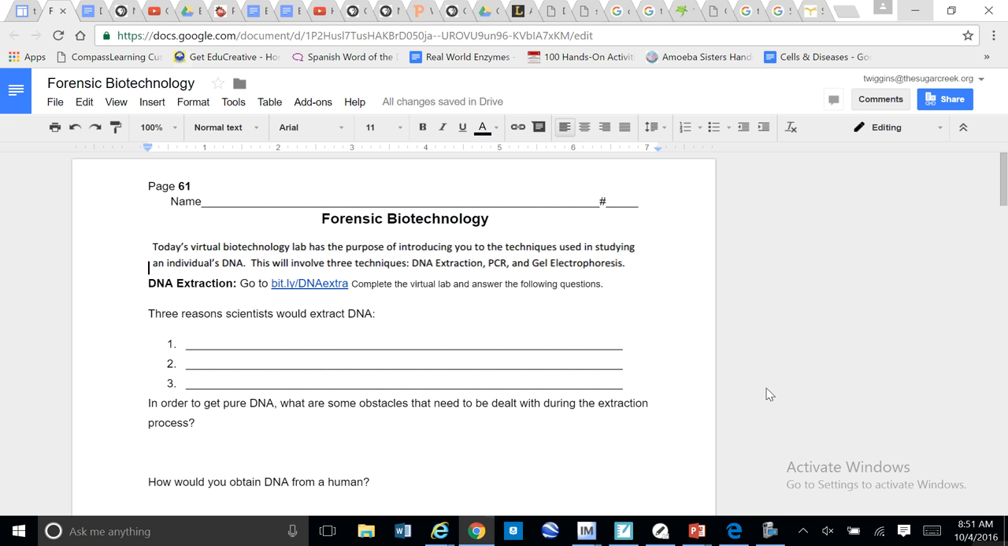So in order to get pure DNA, what are some challenges that need to be dealt with during the extraction process? Prior to that, once you are starting to get that DNA out, what are some challenges you can come across? You got to get the other stuff out, because when you extract the cells, like Jenny said, you do have to pull cells from somewhere or get the help from somewhere.